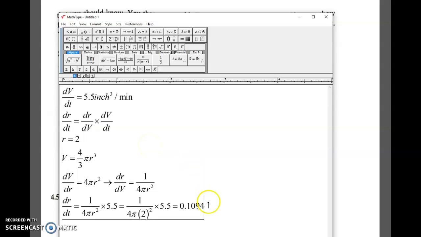So the unit will be inch per minute. How do I know this? As I said repeatedly before, refer back to the derivative dr, which is in radius. Radius is in inches for this question, and the t is in minutes. So that is the answer for this question.